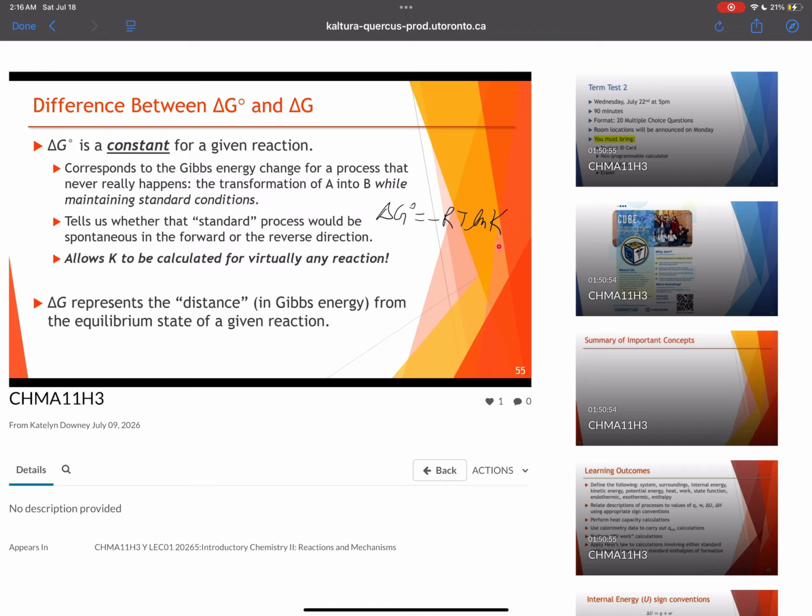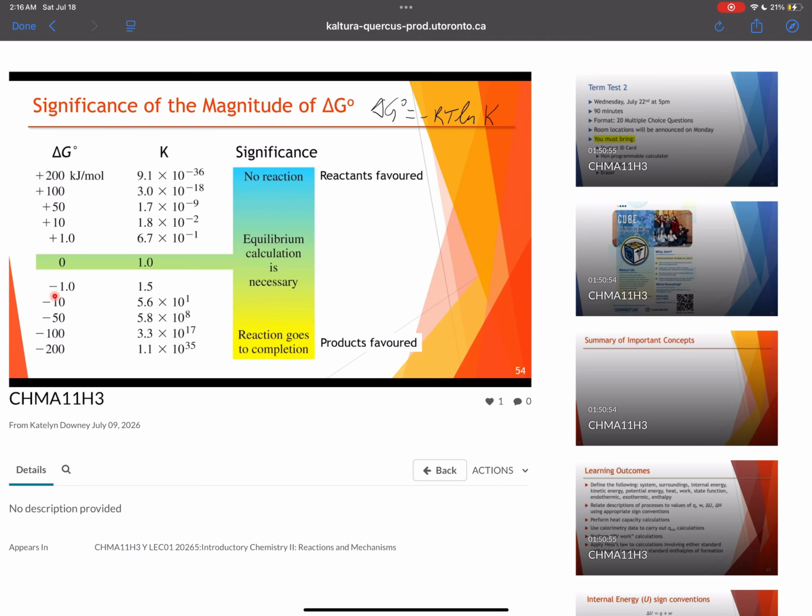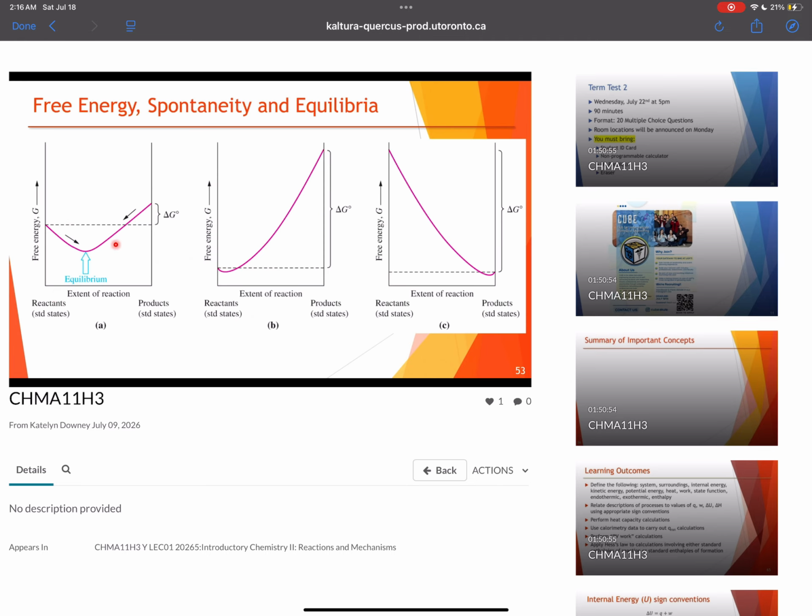Delta G represents how far we are from equilibrium in a reaction, right? Delta G here, without the little circle, without the naught symbol, is delta G under non-standard conditions. So let's go back to our graph here. Delta G is how far you are from equilibrium. So let's just say I'm over here on this graph. My delta G is the distance from wherever I am, say I'm right here, to that low point in Gibbs energy. If I have a really big delta G, that means I'm farther from equilibrium, right?